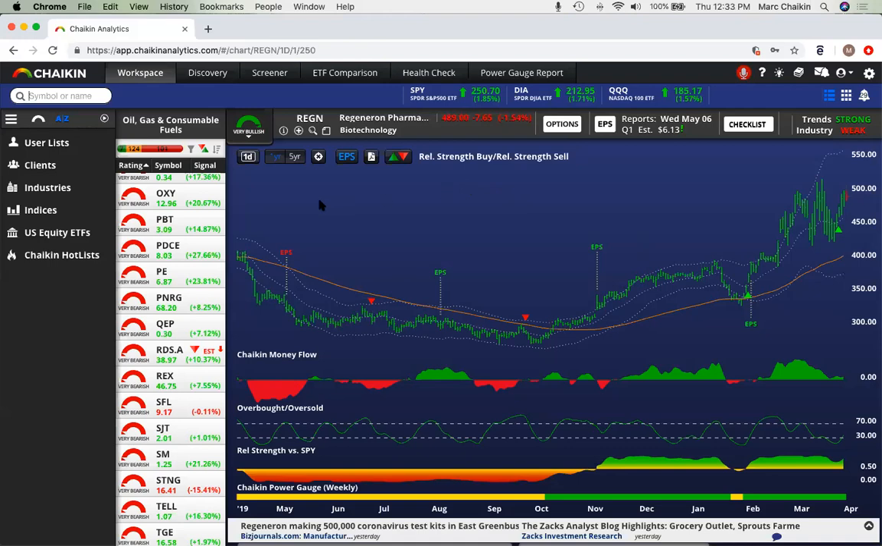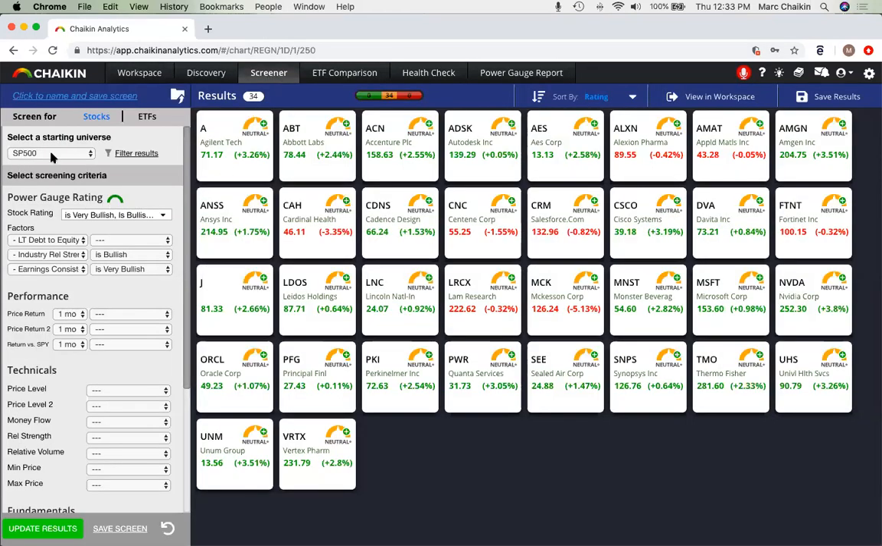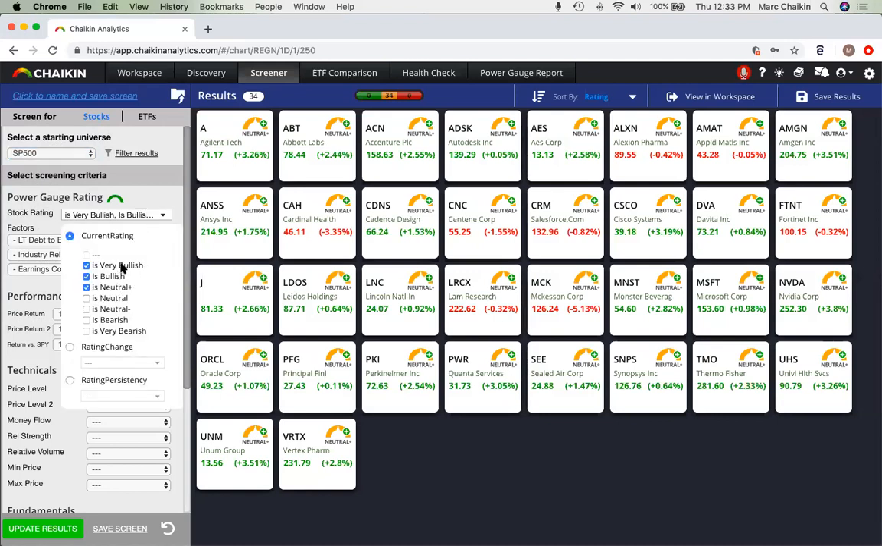the way. So let me show you a technique that we developed using our screener that has enabled us to zero in on the stocks that are likely to lead the market higher. I started with the universe of the S&P 500 because in this market, I want to focus on liquid large cap stocks. And I want to look at stocks with bullish, very bullish, or neutral plus ratings. Now, because there are very few bullish rated stocks in Chaikin Analytics, the neutral plus rating becomes very important.